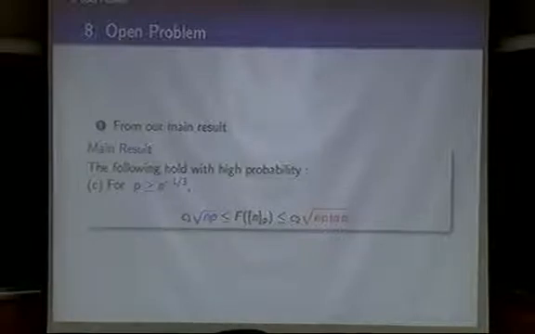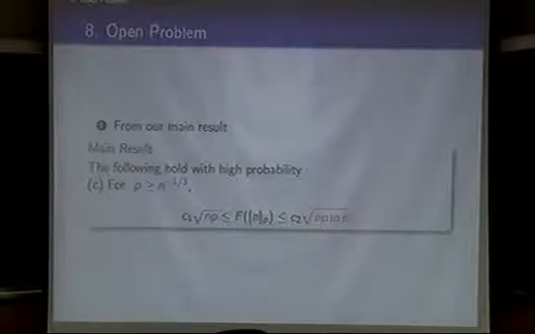The first open problem is from our main result. In the result, the lower and upper bounds of capital F of np are square root of np and square root of np log n. So there is some gap here. If someone can reduce this upper bound to square root of np, we can determine the behavior of capital F of np up to a constant factor for every p.